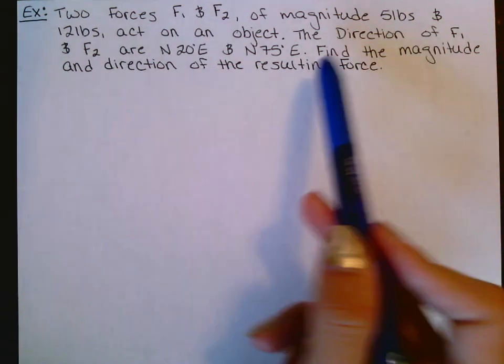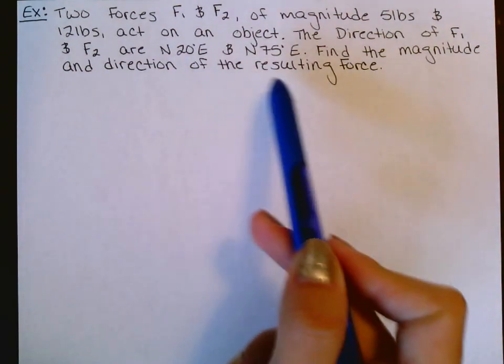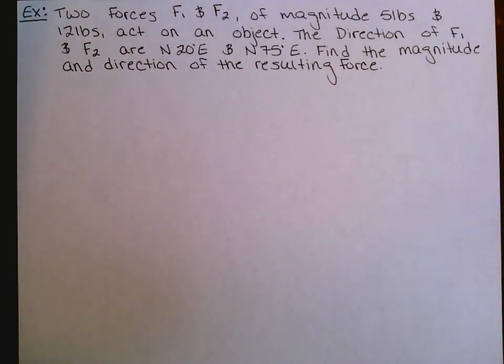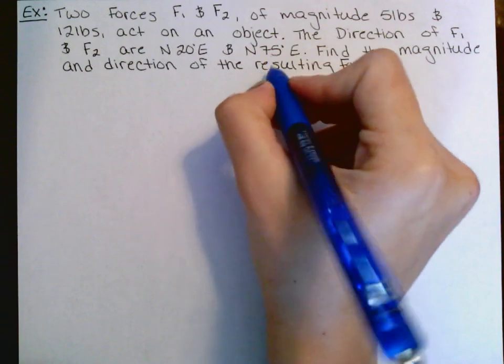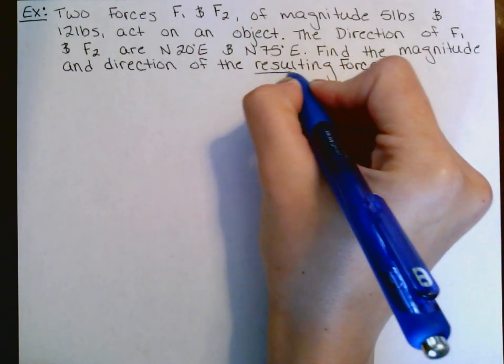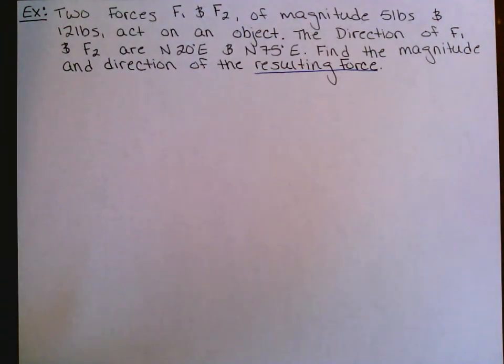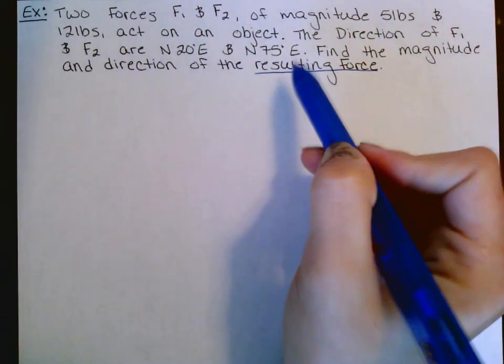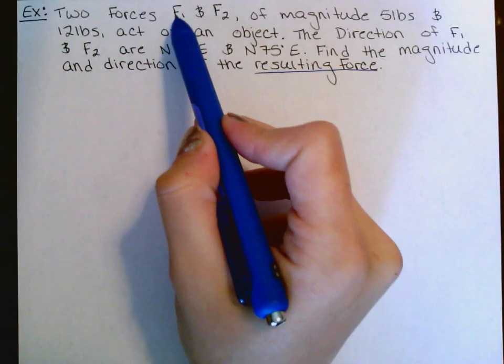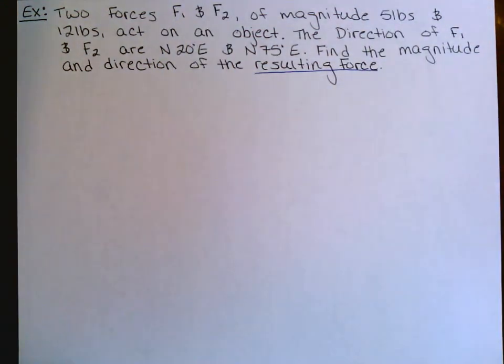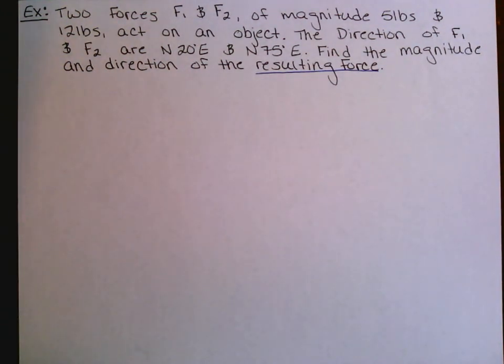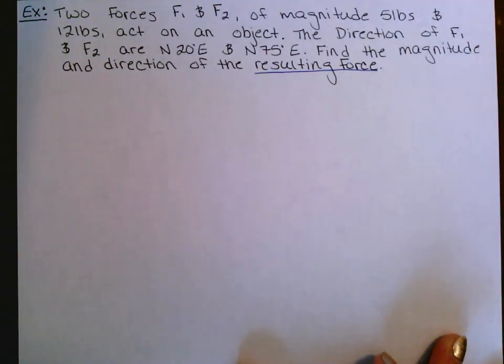It then says, find the magnitude and direction of the resulting force. So that means that the first thing we have to do is be able to find the resulting force. So we're going to call that the resulting vector. So in order to combine my two vectors, I first have to create my first two vectors. So let's do exactly what we did on our last question to create each of the two vectors.